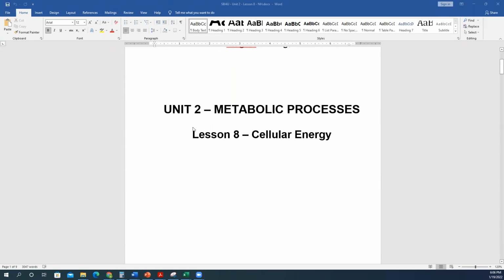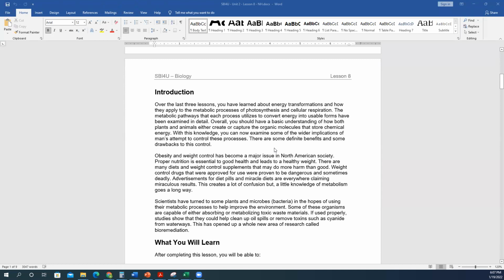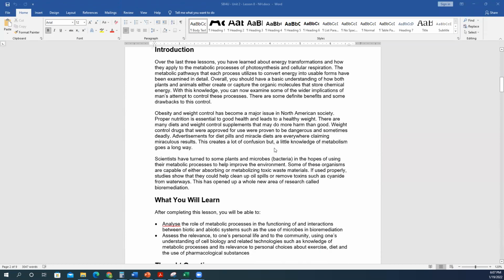All right, so today is the final lesson on cellular energy in our Unit 2 of metabolic processes. In the previous 3 lessons of this unit, we talked about energy transformations and how they relate to the metabolic processes of photosynthesis and cellular respiration.